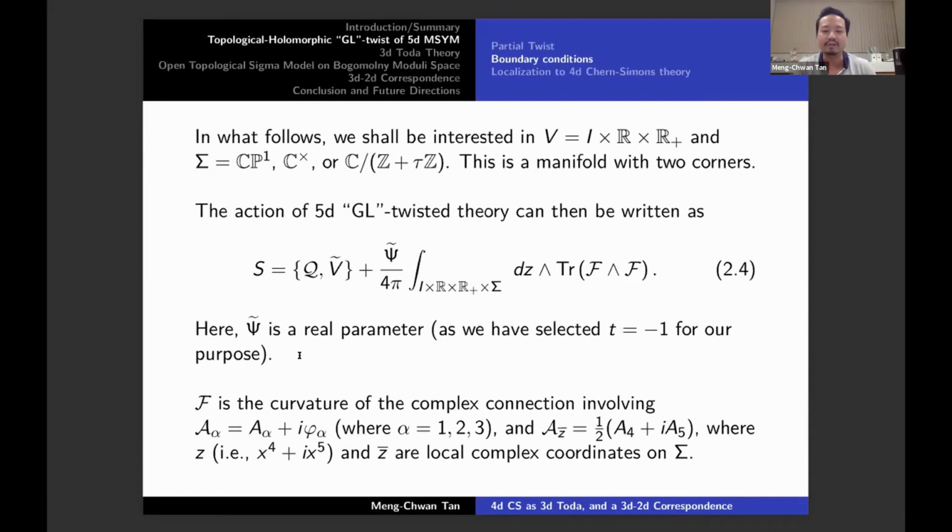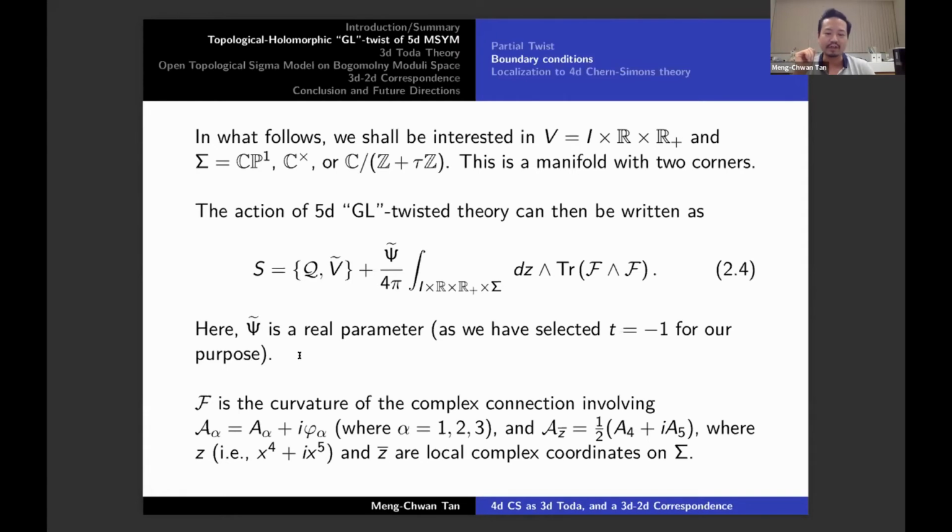What this essentially means, if we select t equals -1, is that in this whole continuous family of twisted theories, we're just looking at one particular twisted theory. It's extremely rich, just like the GL twist in 4 dimensions. Many more things beyond geometric Langlands can be said in 4D N=4 than just the usual geometric Langlands that we know. Likewise in 5 dimensions, many more things can be said, and we're just looking at t equals -1 so that we can have a concrete result that's very precise.